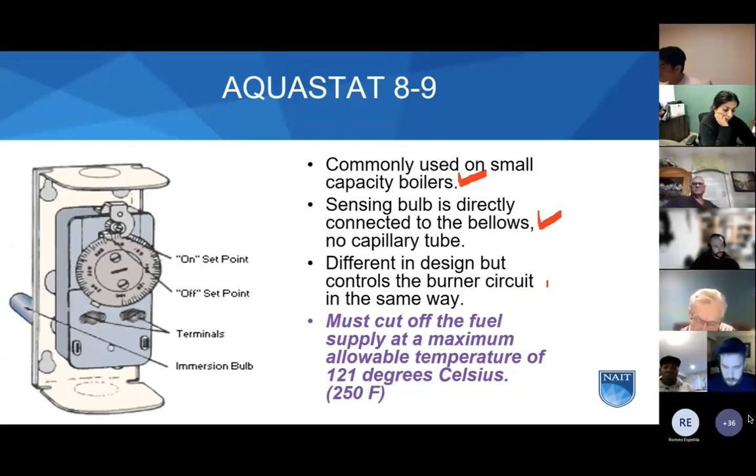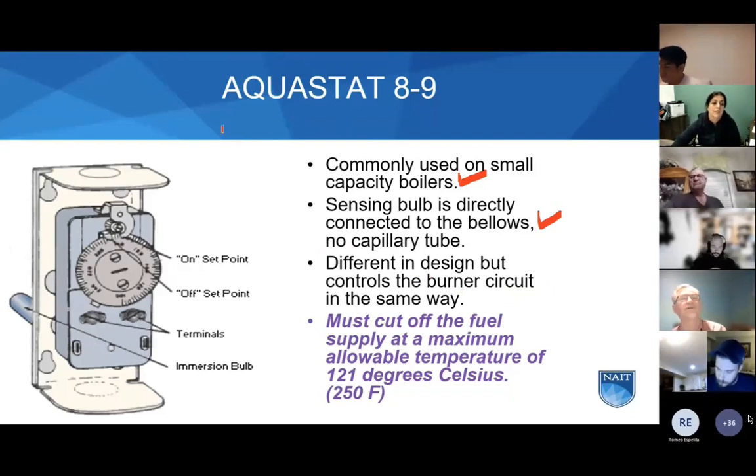I just have to make a note here. Aquastat, how's everybody doing? Good so far. So far, so good. Still have 43.